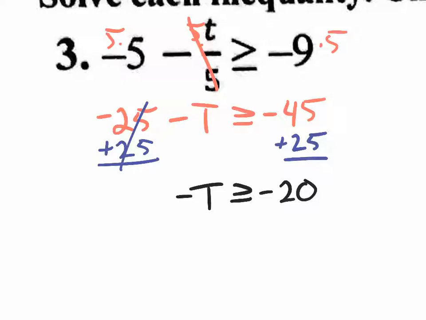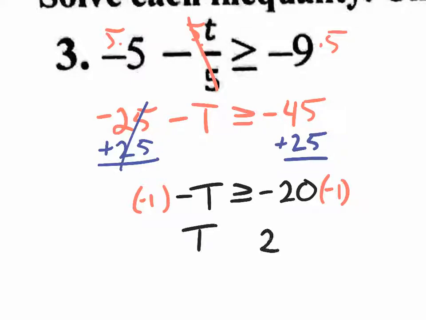So my final step, I need to make that t positive. What do I do? I either multiply by negative 1 or divide by negative 1. Last time we divided by negative 1. This time I'm going to multiply by negative 1. So let me put this times negative 1 here and times negative 1 over here. So what do I have left? I have a positive t because a negative times a negative is a positive.